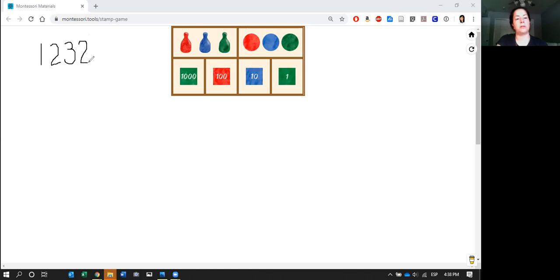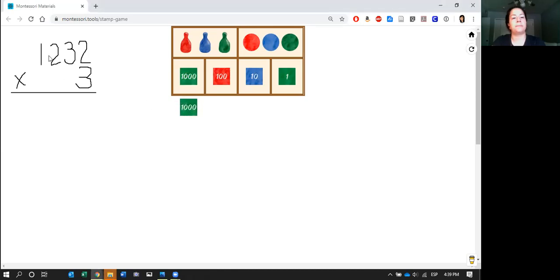And we're going to have that quantity 3 times. Okay. So when we're reading this out loud, we're going to say 1,232 times 3 equals. And we are going to try to find that out. So we're going to go back to our stamp game, and we're going to build this first quantity.